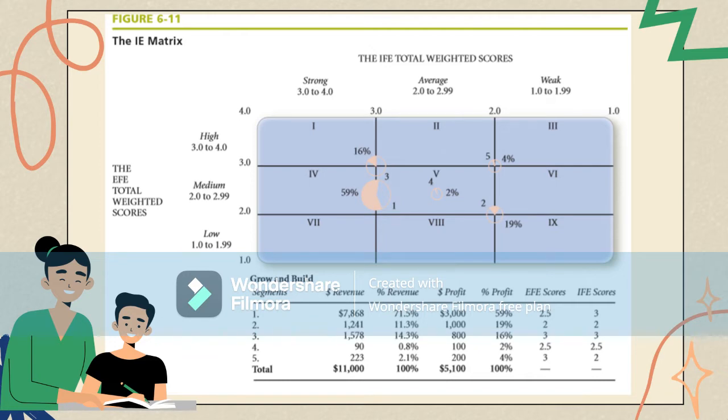The first region made up of cells 1, 2, and 4 is known as the grow and build region. Kapag nasa grow and build ka, meaning maganda yung position ng iyong company. And as you can see naman po, dito nabilang ang Division 5 because of its strong IFE score which is 3 and medium EFE score na 2.5.